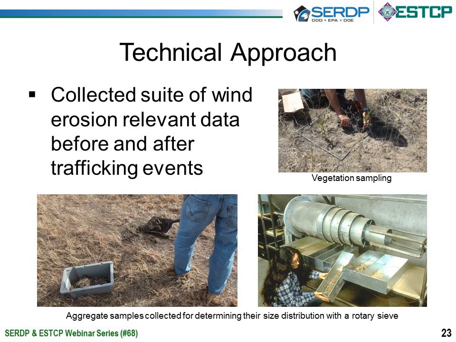Shown here is vegetation sampling in the top right photo and the collection of surface aggregates, which were taken to the laboratory and rotary sieved to split them out into their different size distributions, with the non-erodible aggregates generally being considered those greater than 0.84 millimeters in diameter, and those smaller than that being considered wind erodible.